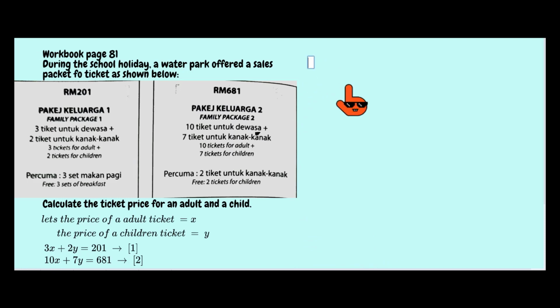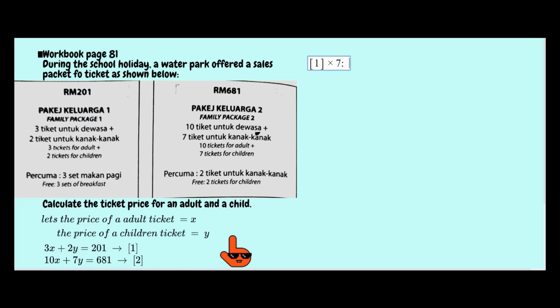How to do it? We are going to get the common coefficient for y, so the first equation should be multiplied by 7. We are going to use the elimination method. The first equation needs to be multiplied by 7 to get 14y.